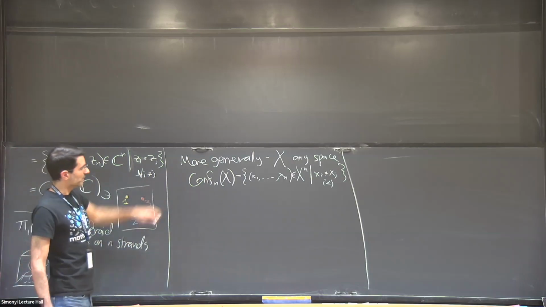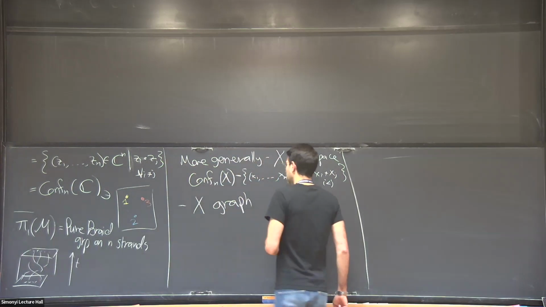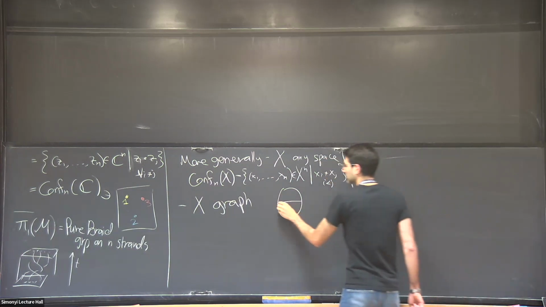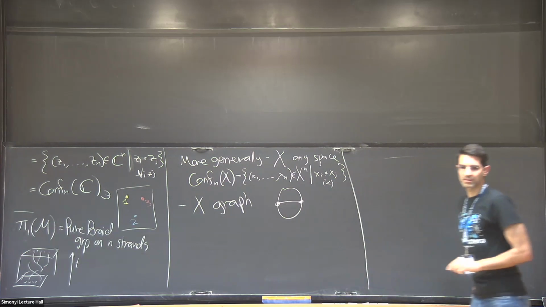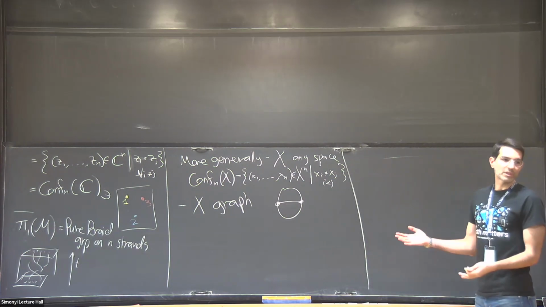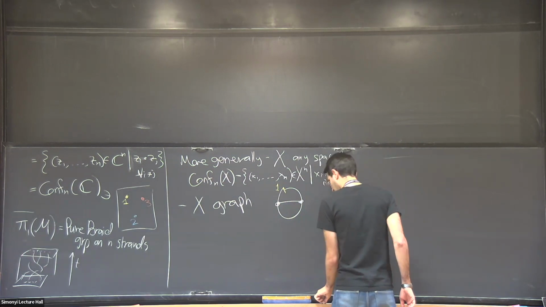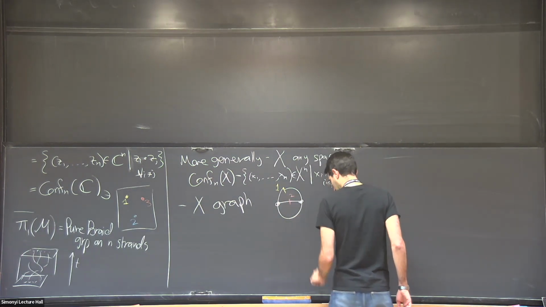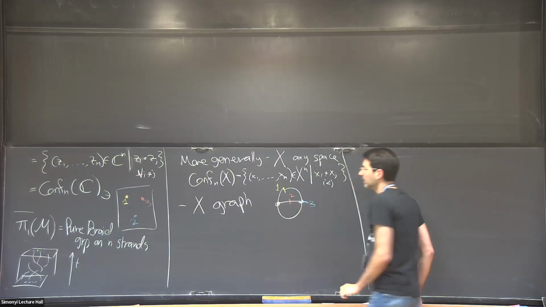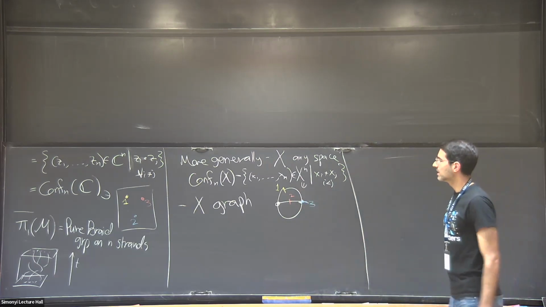But instead of thinking of a manifold, you can take X to be a graph. For example, here's the graph. It has two vertices and 3 edges. It looks like the letter theta. And you can look at the configuration space of some number of points in this graph. So maybe here's 1, here's 2, and 3 might be here. So this is an example of a point in that configuration space.